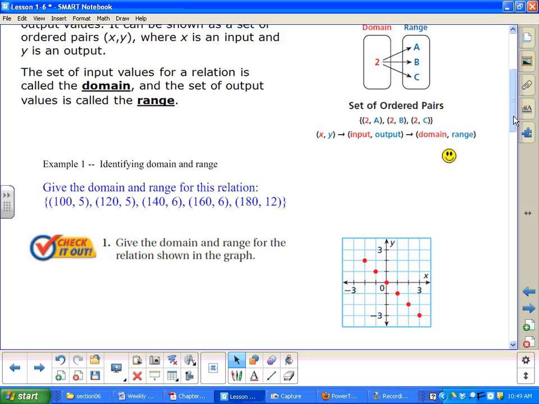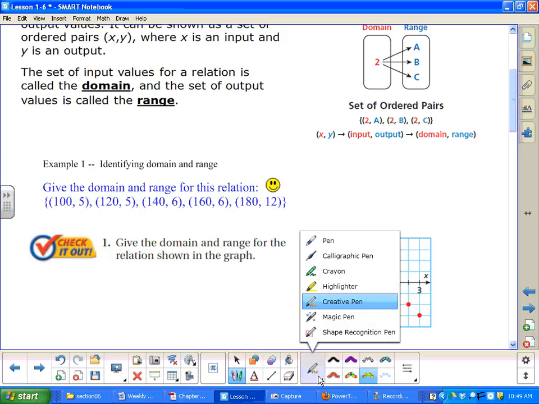All right, so here's our first example. They want us to give the domain and range for this relation. Now, one of the things is when we're given the domain, we are doing it in roster notation. So that means that we have to use braces to write it down.